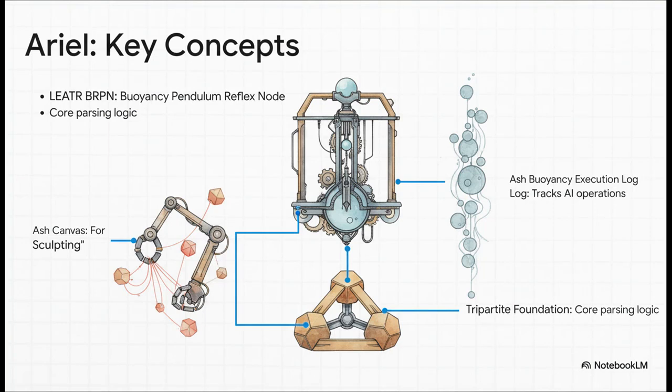Now, you have to appreciate the terminology here. It is unique. I mean, LITR BRPN sounds like something straight out of a sci-fi movie, but it's actually an acronym for the core components. You've got the tripartite foundation, which is the system's core logic. The Ash buoyancy execution log. That's kind of like a black box flight recorder, tracking everything the AI is doing. And then the Ash canvas, which is a visual tool for, and I love this phrase, dependency sculpt.